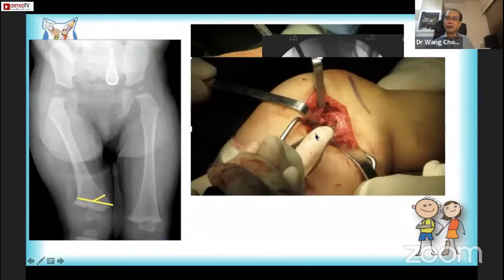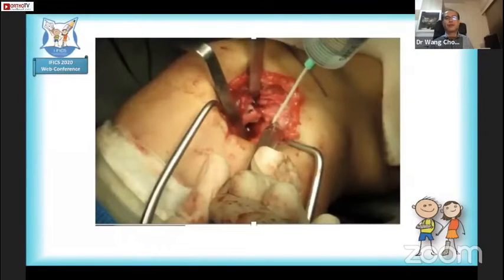So a curette is used to remove the cancellous bone covering the physeal bar. And the physeal bar is removed with a high-speed burr. And continuous irrigation is very important to lower the temperature, because the heat generated from the burr can actually damage the normal physeal cartilage.